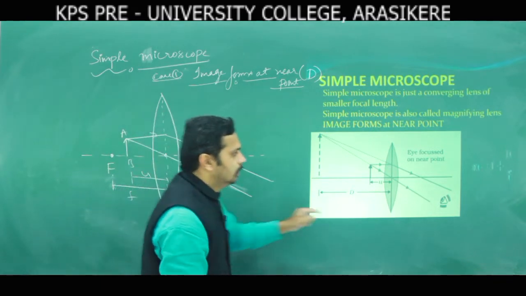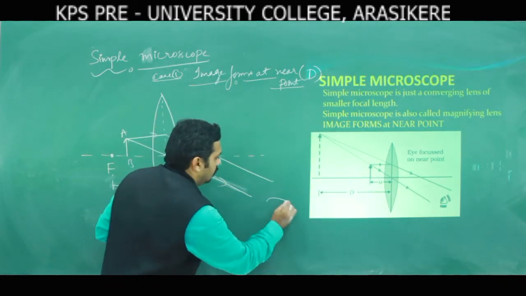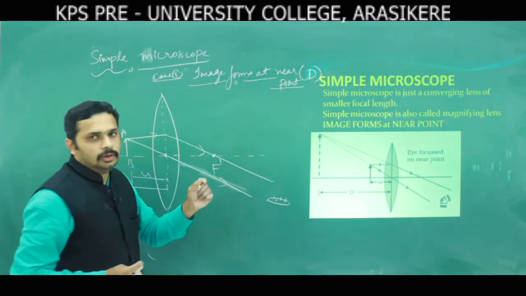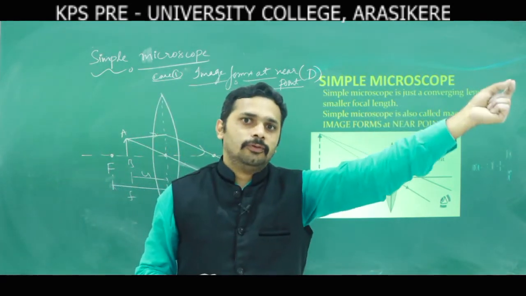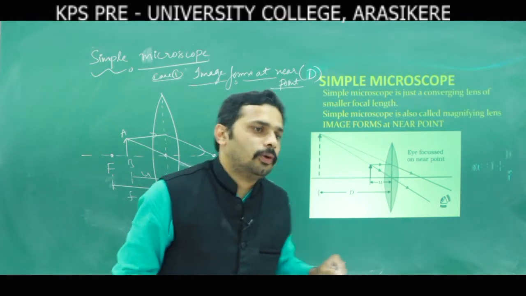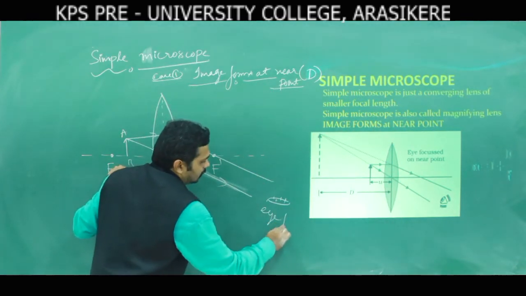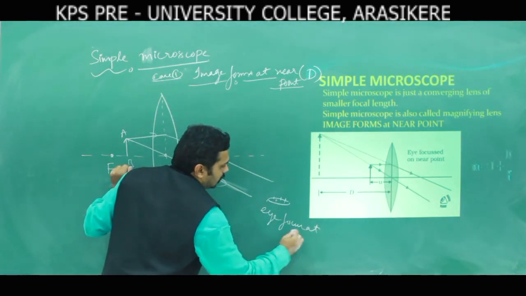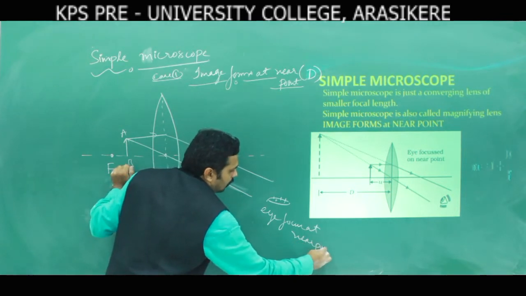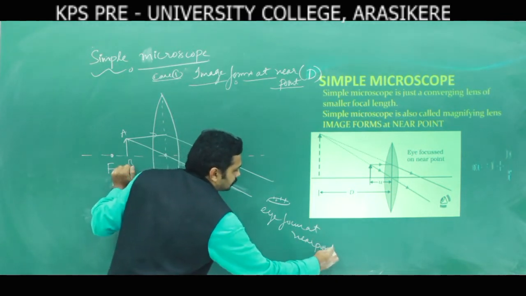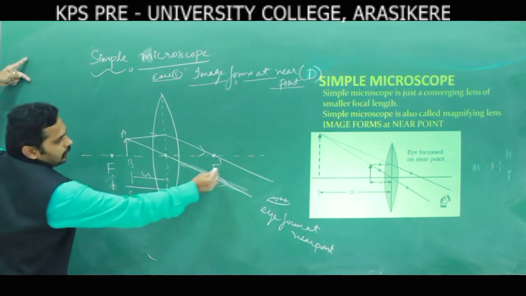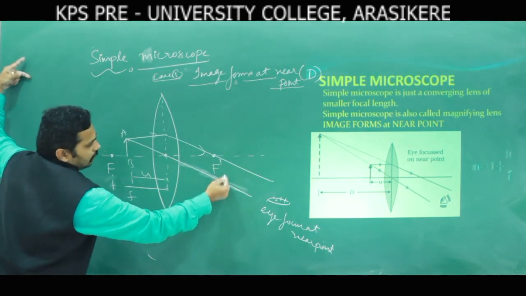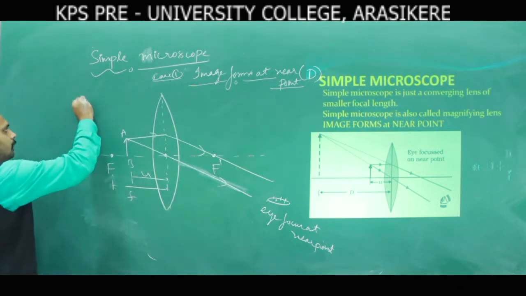Here, look at here, the observer. I told you that our eye has the ability to focus on the near point and also the far point. Here, which point? Near point. Here the eye focuses at near point. Now these two rays are parallel, so you produce the rays backward.